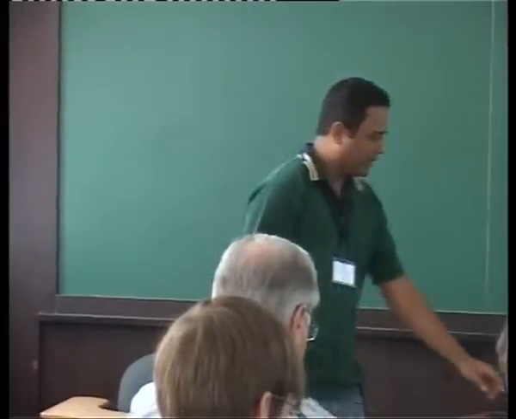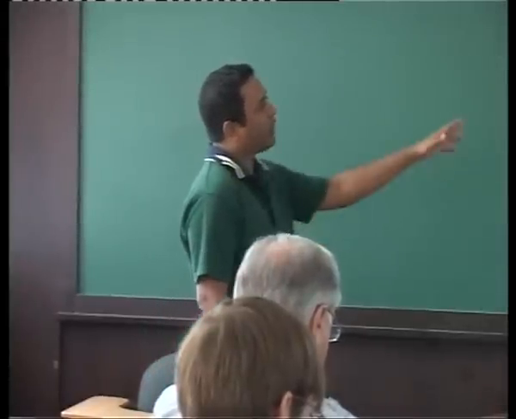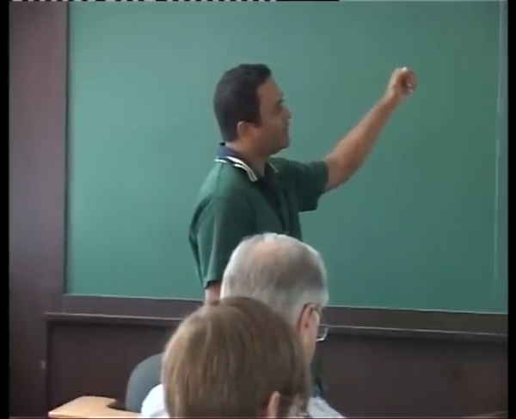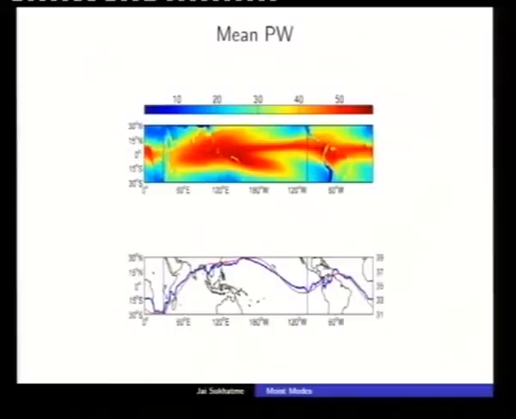So let's begin with a very simple picture. This is from a relatively new reanalysis product called MERRA data. The only reason I look at it is that it has a very nice high resolution, and we took about 10 years and constructed means from this for seeing the general patterns of precipitable water. So this is a figure that's probably very familiar to most of you. The upper panel shows the mean precipitable water in millimeters over the tropics from 30 south to 30 north.